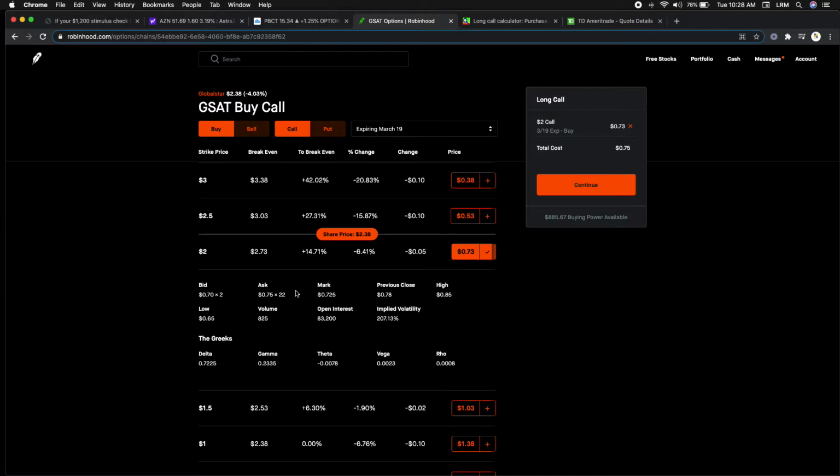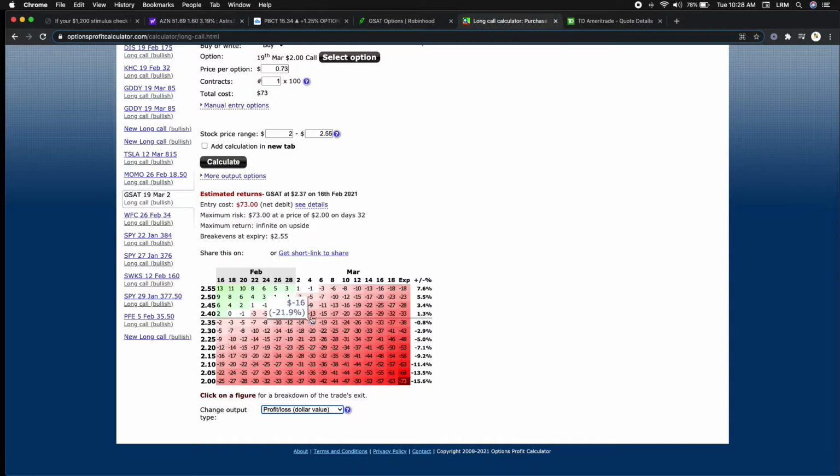You go back to the option, you'll see that the implied volatility is very, very high. So that could be a good thing or a bad thing. But you see how much risk you're dealing with here. So you have to gauge what you think the price is going to go up to, and what you think it could possibly go down to.